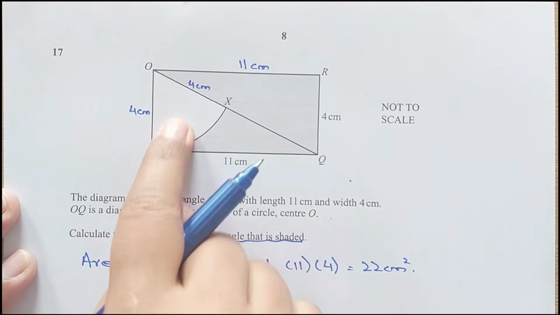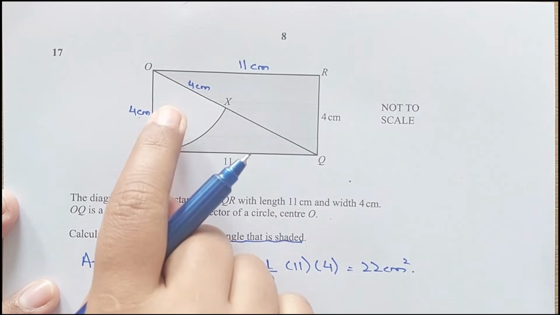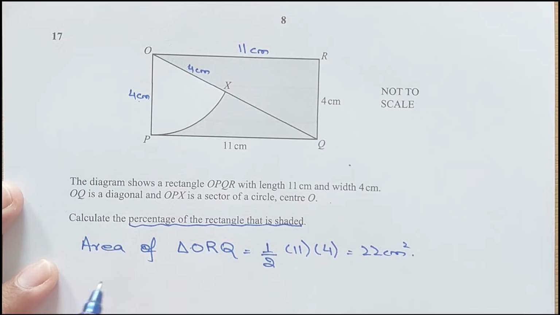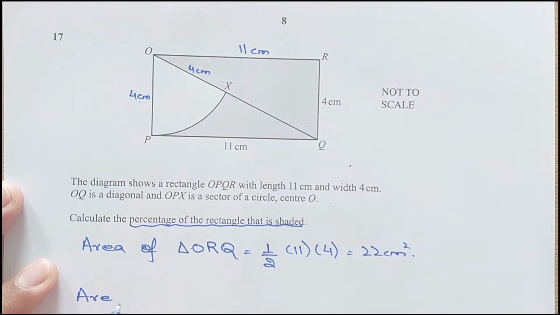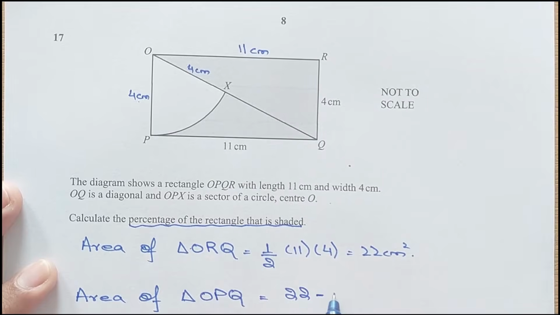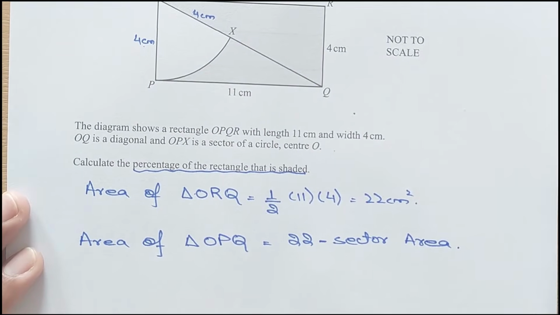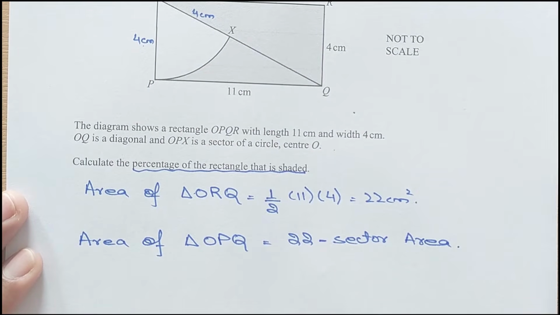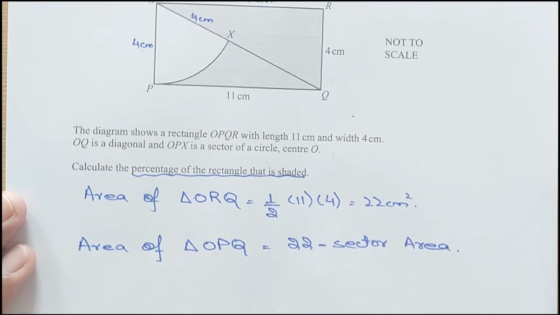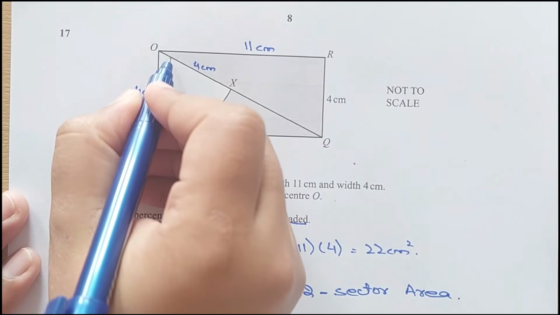Now for this triangle, its area is the same, right? So we have to subtract this sector. So area of triangle OPQ is basically 22, subtract the sector area. Area of a sector we know is 1 by 2 r square theta. So we know the radius is 4, but we don't know the theta. So we have to find this theta.